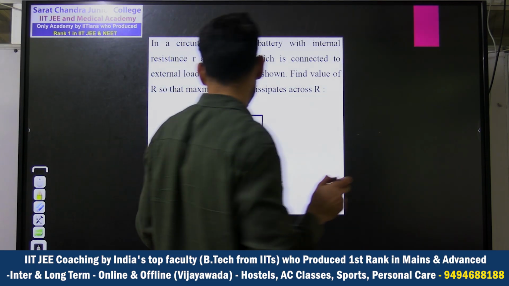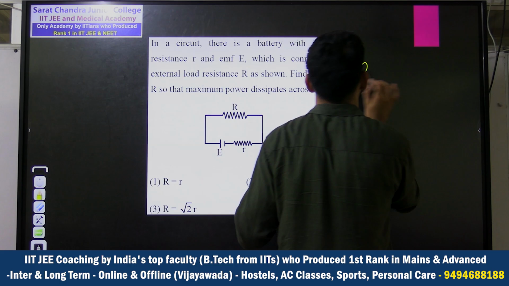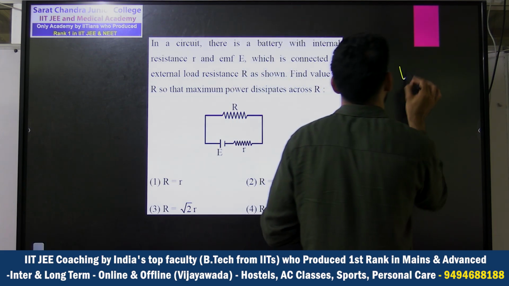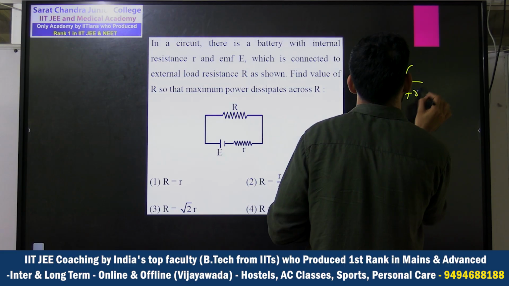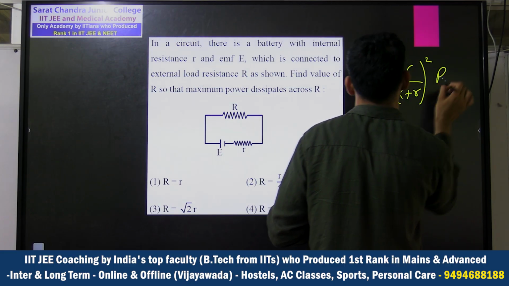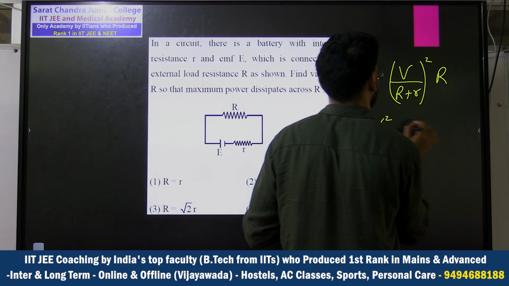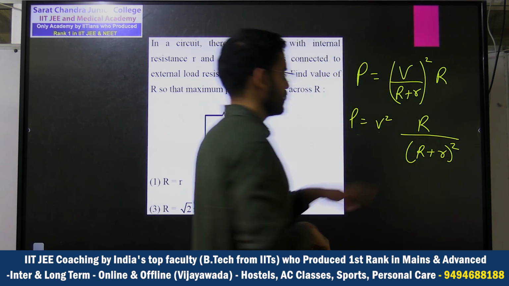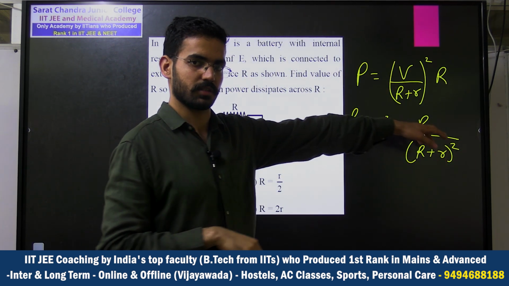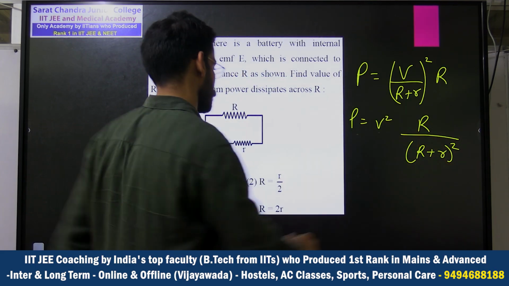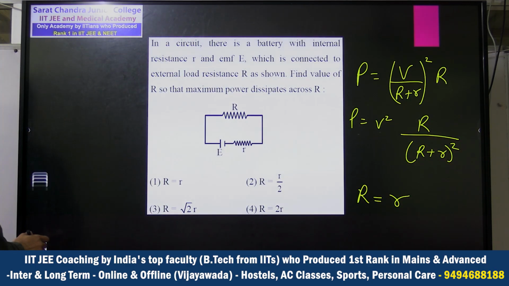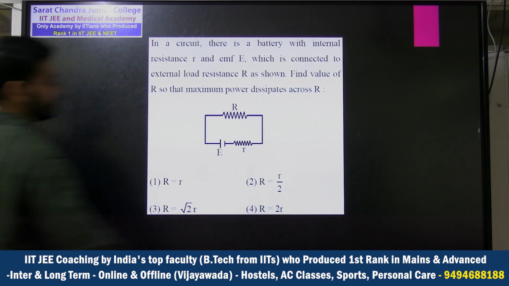But how it comes, if you want to understand, power dissipated across this capital R resistance will be what? I squared R, and I is what? V by R plus small r, whole squared, into capital R. So if you see here, V squared is constant, R by (R plus r) whole squared. If you differentiate this for the maxima, you will have the condition capital R equal to small r. That's it. So first option is the answer.